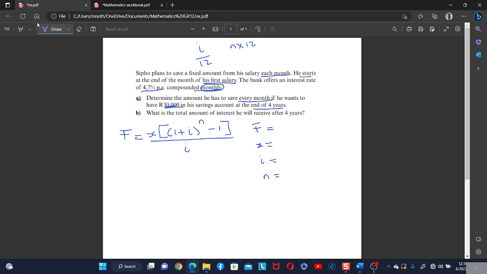Okay, so F here, we are already given, because this is a future value, because they are saying that he wants to have 30,000 in his savings account at the end of 4 years. So he wants to have this amount in future. So the future value is already given. And then we are not given how much he's going to save per month. We're not given. And then the interest rate is 4.7%.